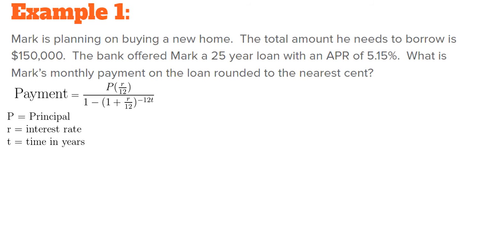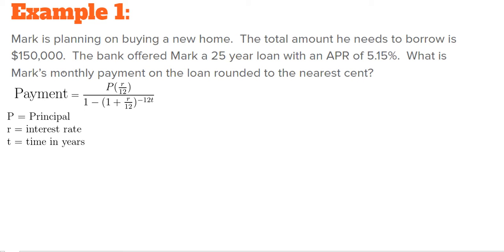Alright, example 1, we're going to look at it a little bit differently if you don't have a graphing calculator to use. So Mark is planning on buying a new home. The total amount he needs to borrow is $150,000. The bank offered Mark a 25-year loan with an APR of 5.15%. What is Mark's monthly payment on the loan, rounded to the nearest cent?